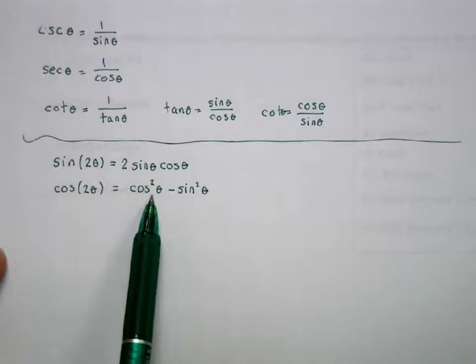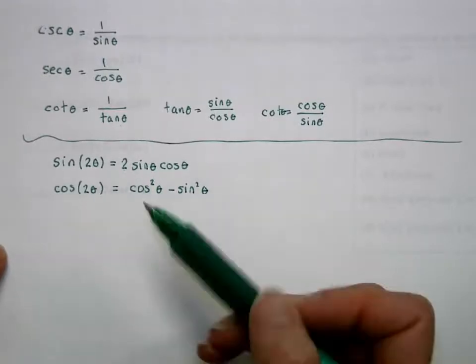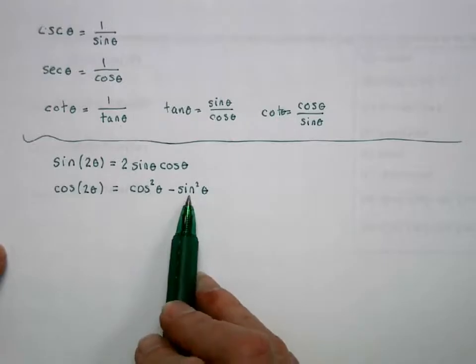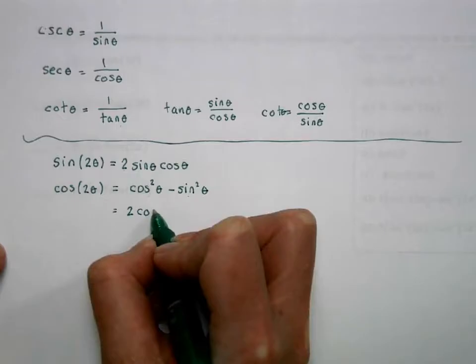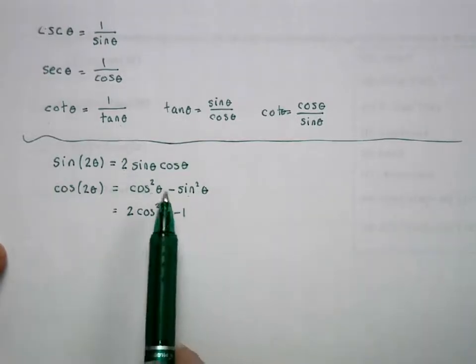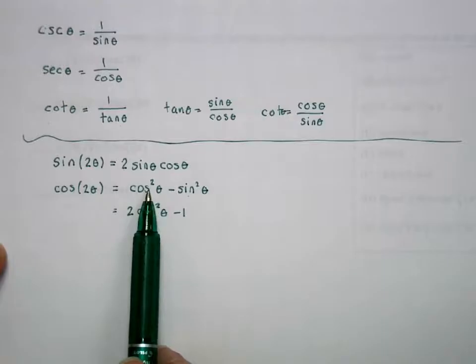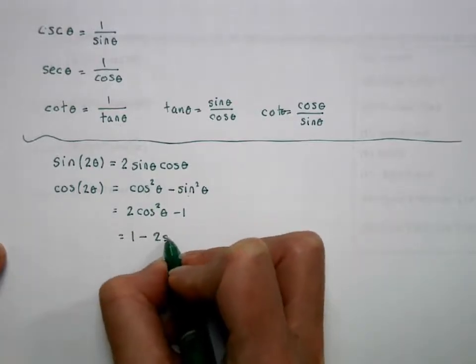If I substitute a 1 minus cosine squared in for that, this simplifies to 2 cosine squared theta minus 1. Conversely, if I substitute a 1 minus sine squared in for cosine squared, we get 1 minus 2 sine squared theta. I primarily stick with this one, and then if I need to convert it, I can.